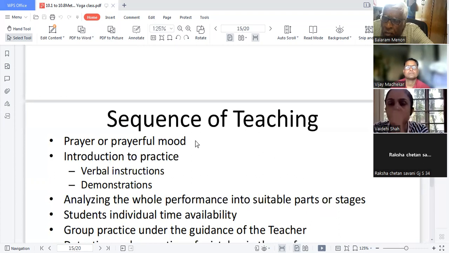To bring the mind focused and concentrated on your class, on your mind, on your body. There is a one-to-one interaction between the teacher and the student. So initial Omkar Dhyana, Gayatri Japam, and starting prayers will have an effect on the better performance of the asanas. Okay. Introduction to practices. Verbal instructions and demonstrations we have seen. Okay. After the prayers.